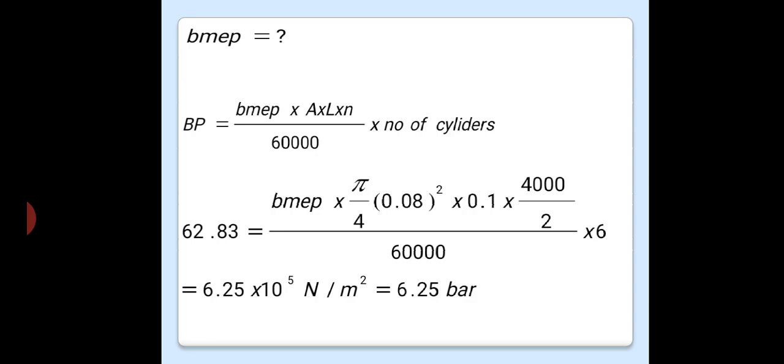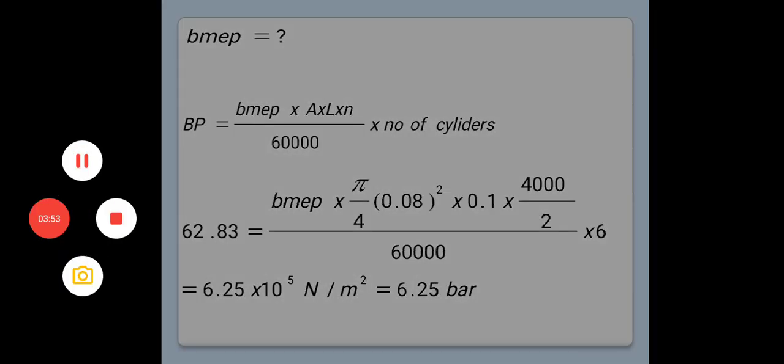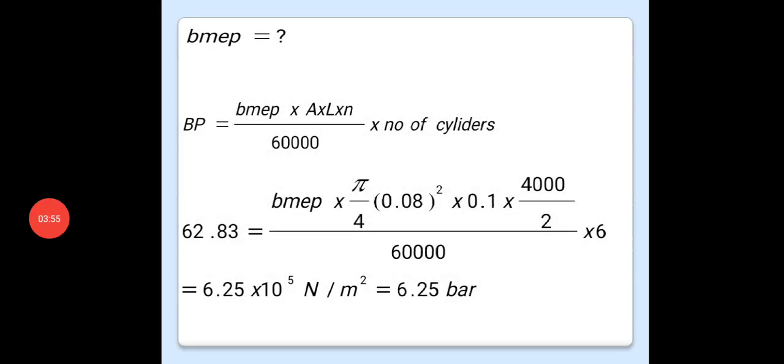Now we are going to substitute these values. Brake power is equal to BMEP L A N divided by 60,000 into number of cylinders. Only unknown is brake mean effective pressure. So we got the answer 6.25 into 10 raised to 5 Newton per meter square. While converting this value in bar, we got 6.25 bar.